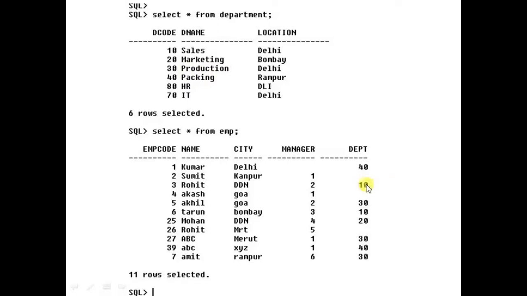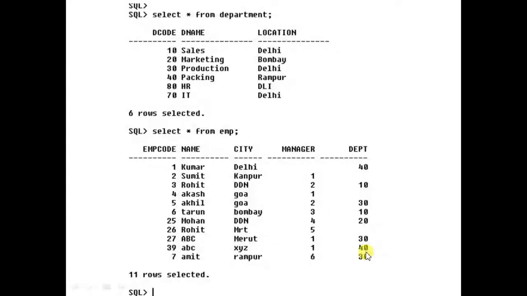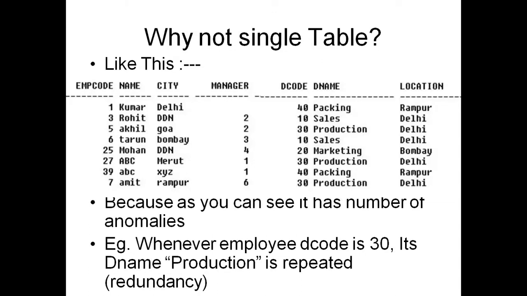It is because 10, 10, 30, 30 appear 33 times there. So if I write 30 production again and again, redundancy will be there. So what have we done? We have created separate tables. But the problem is that you cannot see complete information. So if we try to make a single table something like this, what will happen?